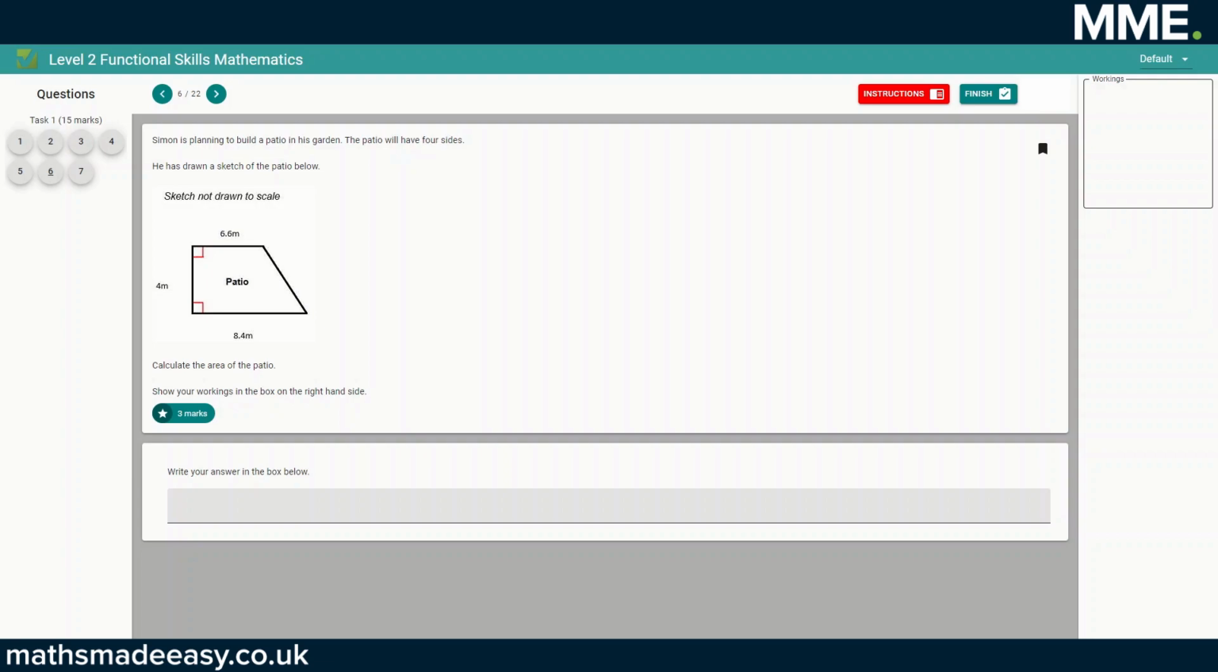Question 6 is now a continuation from the previous question 5. We're told Simon is planning to build a patio in his garden, and the patio will have 4 sides. He's drawn a quick sketch of the patio design below, which is a trapezium, and we're asked to calculate the area of the patio. So we should remember that the area of a trapezium is given by the formula half (a plus b) h, where h is the perpendicular height and a and b are the 2 other sides.